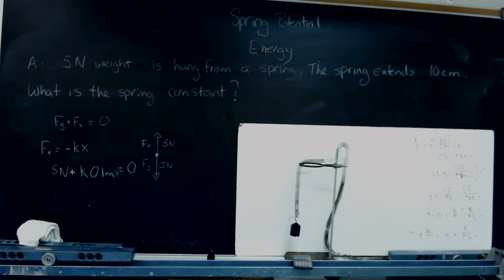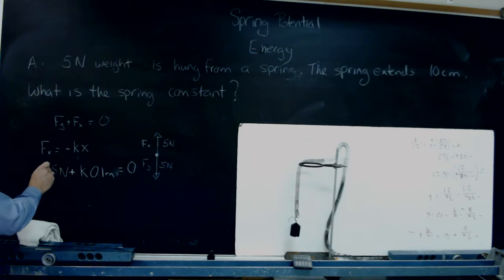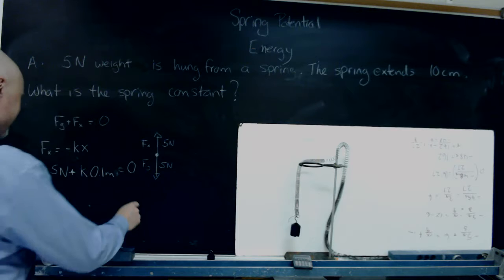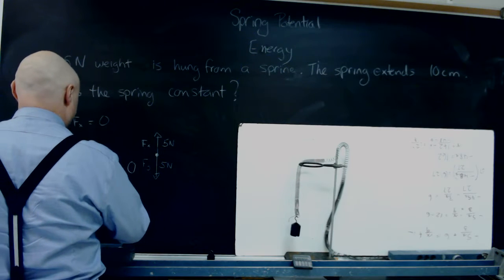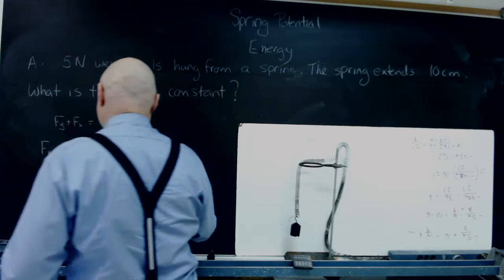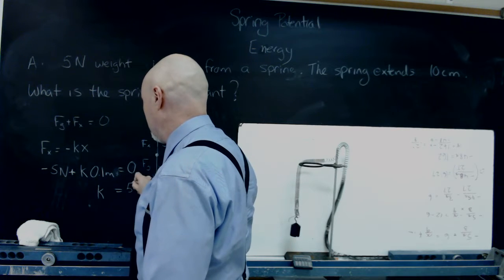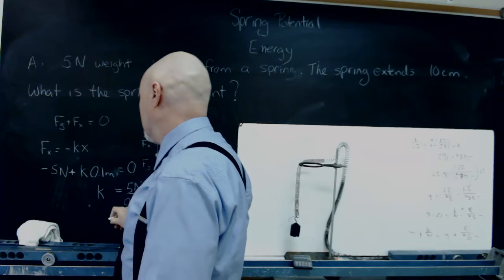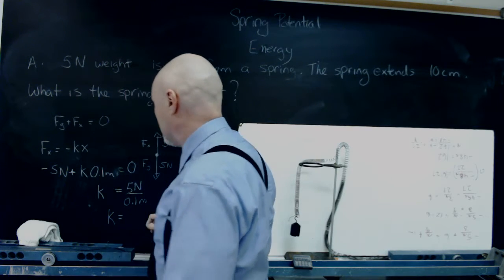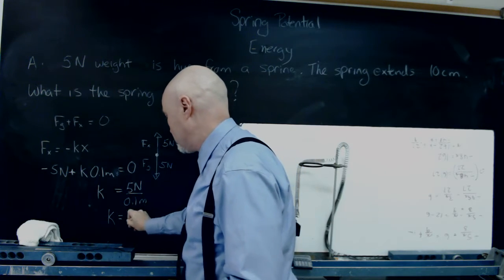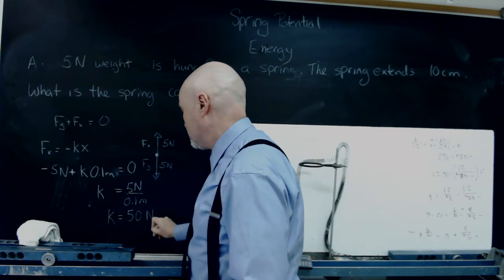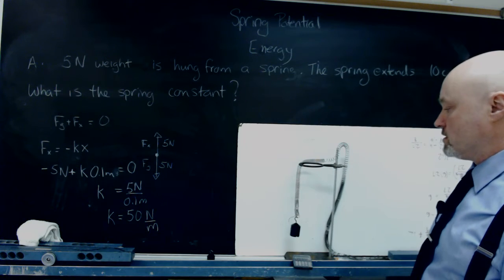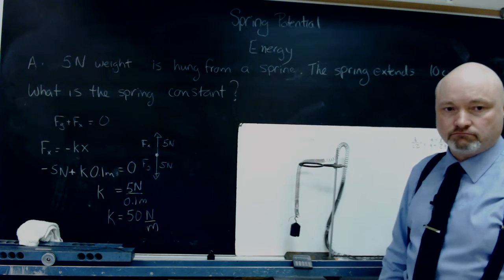And now I'm all ready to go move everything around. And of course that's negative 5 newtons. And so when I move everything over to the other side, k is equal to 5 newtons divided by 0.1 meters. And so k is going to be 50 newtons per meter. That's that. Reasonable?